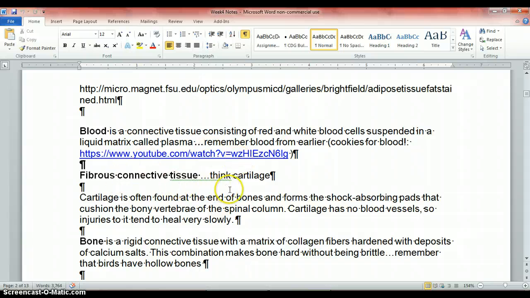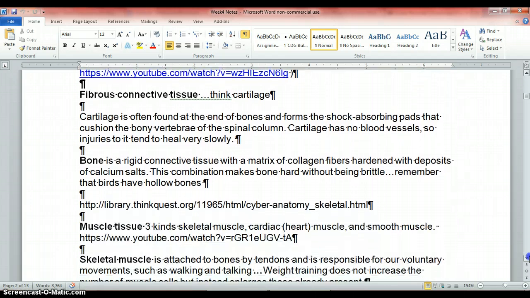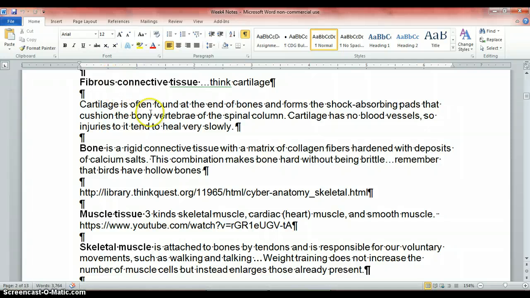Fibrous connective tissues. This is kind of like cartilage, or is cartilage. Let's talk about cartilage. Cartilage is found at the end of bones and forms the shock-absorbing pads that cushion the bony vertebrae of the spinal column. Remember, we talked about this when we talked about animals and how they evolved. Cartilage has no blood vessels, so injuries to it tend to heal very slowly.